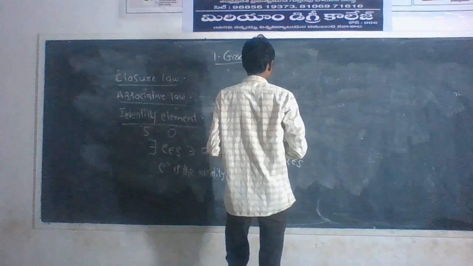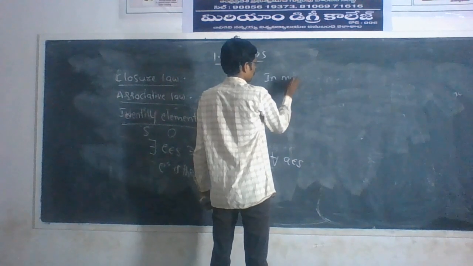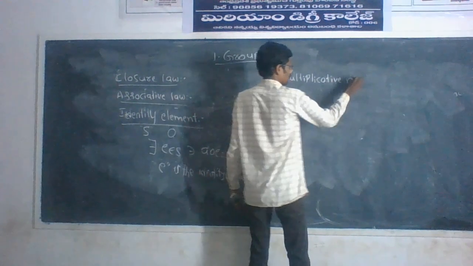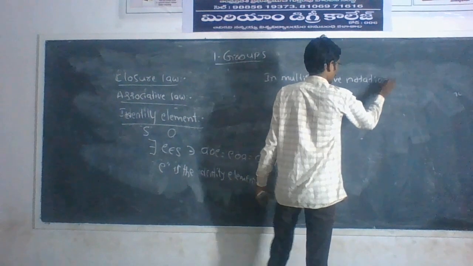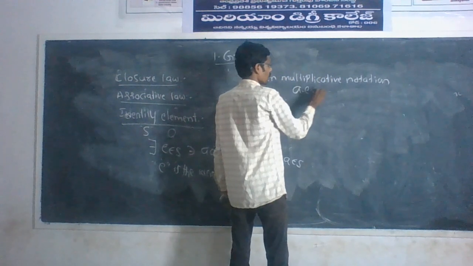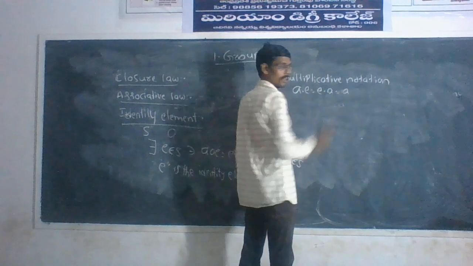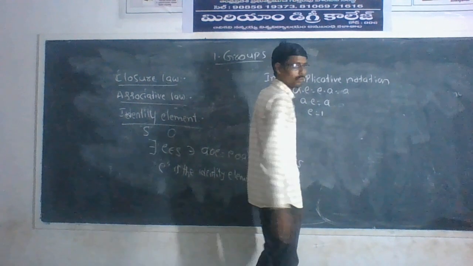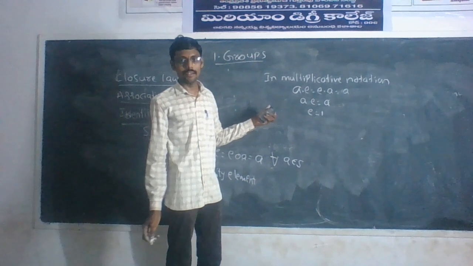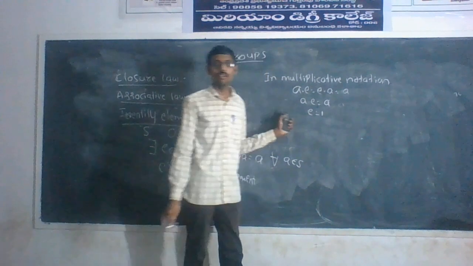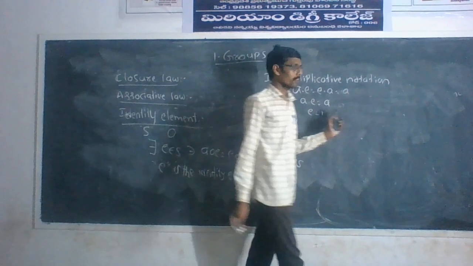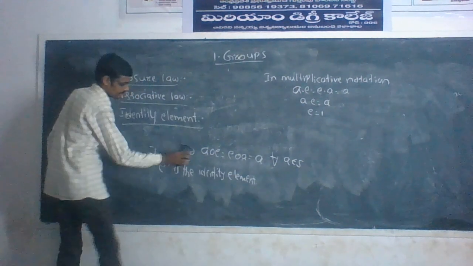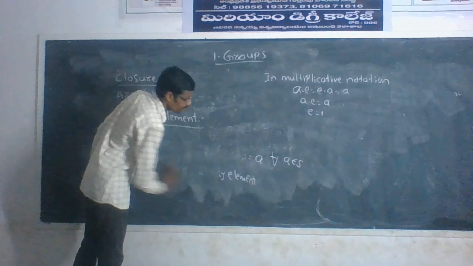In multiplicative notation, A into E is equal to E into A is equal to A. Cancelling A, E is equal to 1. 1 is the multiplicative identity with respect to multiplication. This is called the existence of identity.